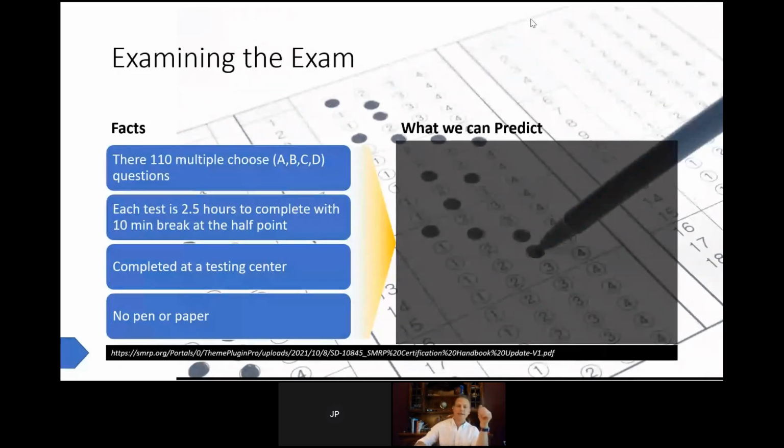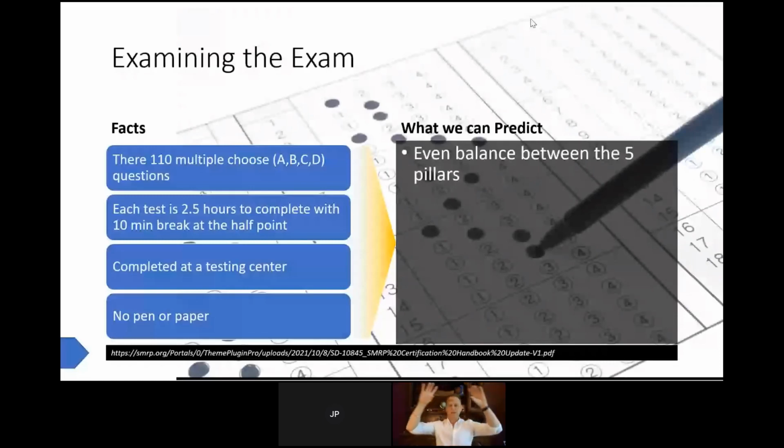So what can we predict from that exam, knowing this information? Well, they're called the pillars. If something's called a pillar, it means they help balance the different structures. So we can conclude that there's probably an even balance of questions among the 5 pillars. Next, if you go into the handbook, they supply you with 15 CMRP questions. Now, as I go through and look at those, it's a little over 10% of the questions you'll see on the exam.